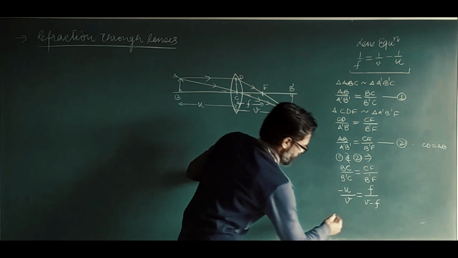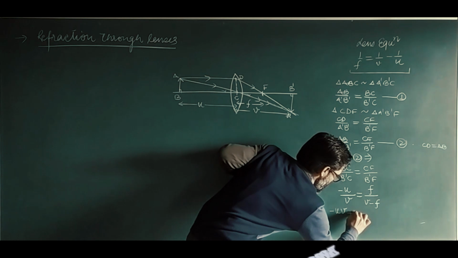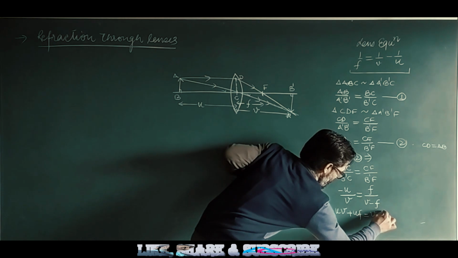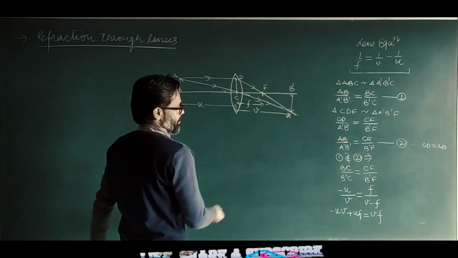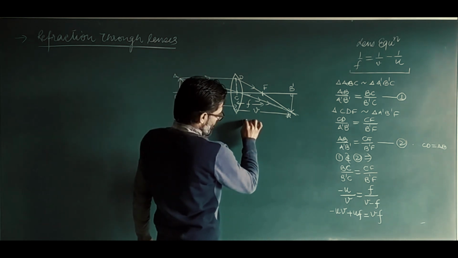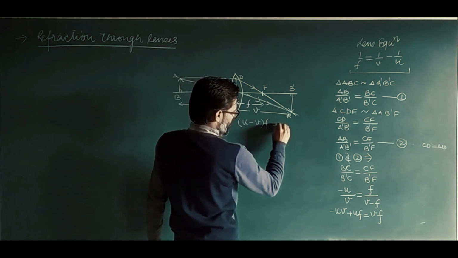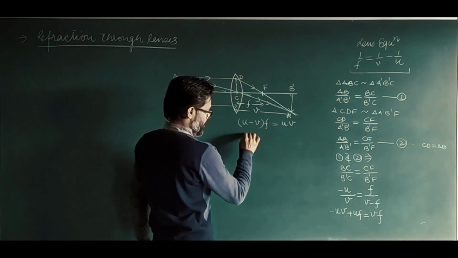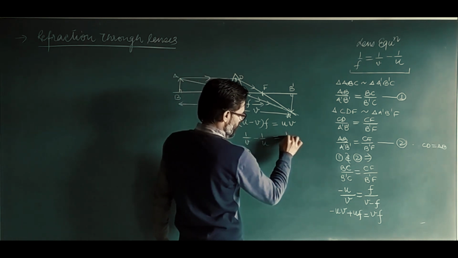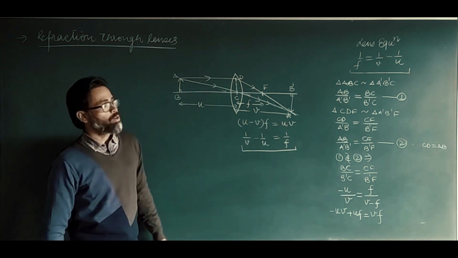Now solve it further. So minus UV plus UF equals VF, or (U minus V)F equals UV, or 1 by V minus 1 by U equals 1 by F. This is the Gaussian formula using geometry.